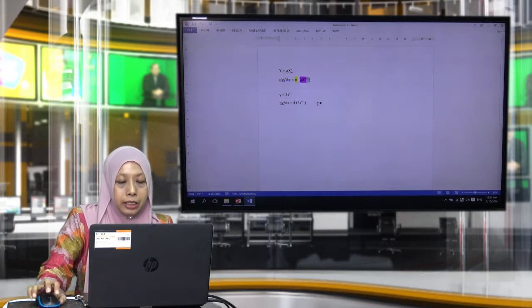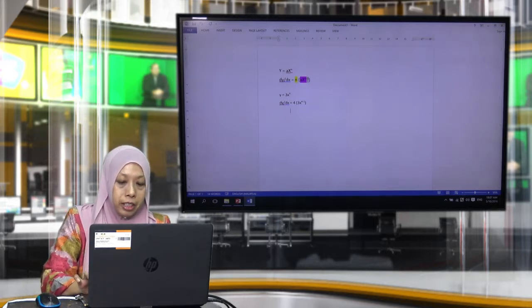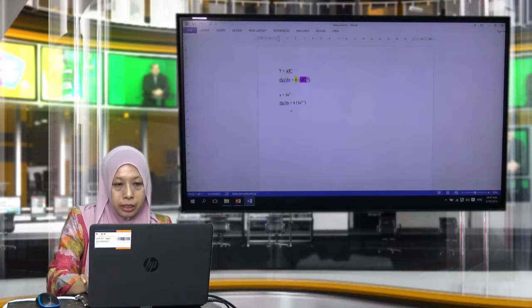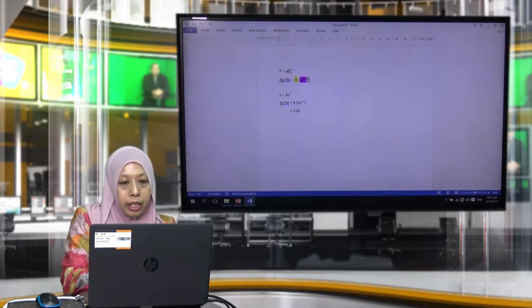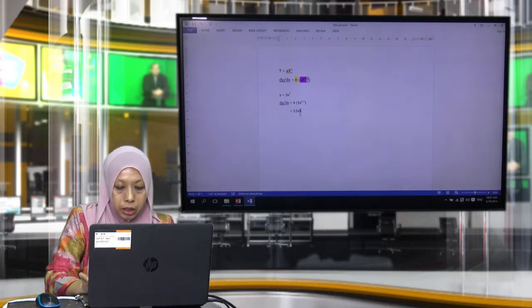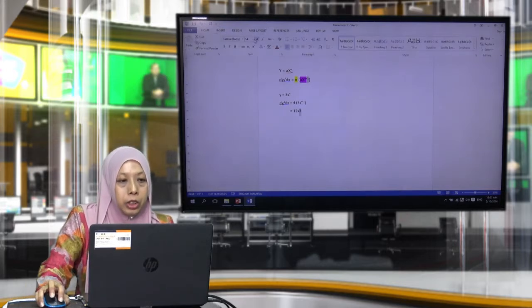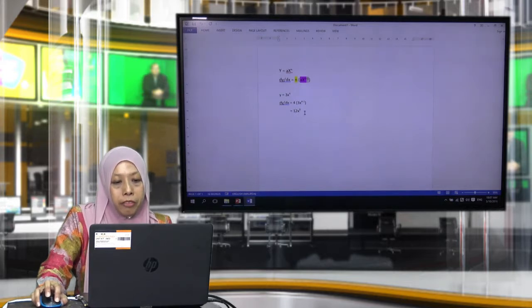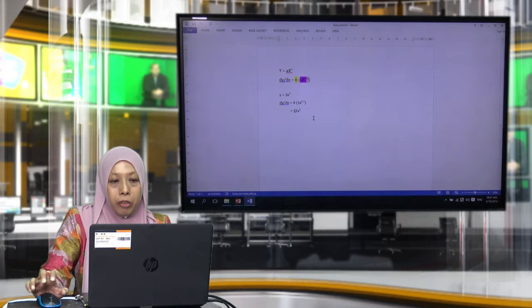Now, if you look at this equation, it can be simplified further. So simply multiply: 4 times 3 is 12, and you have x to the power of 4 minus 1, which is 3. So you end up with 12x to the power of 3. So this is how you differentiate a power function. Very simple, isn't it?